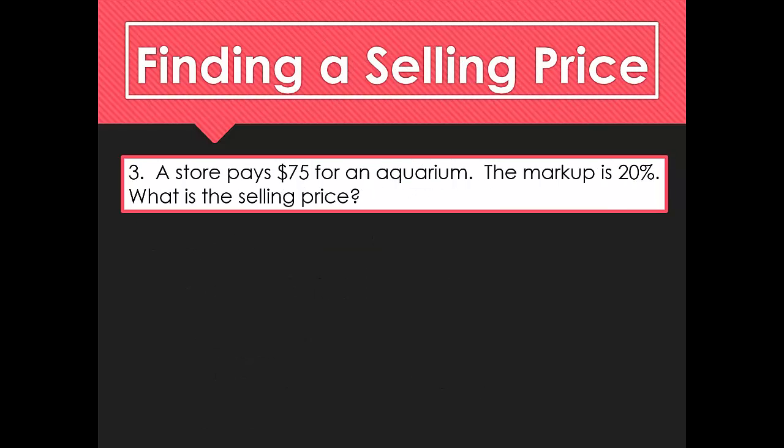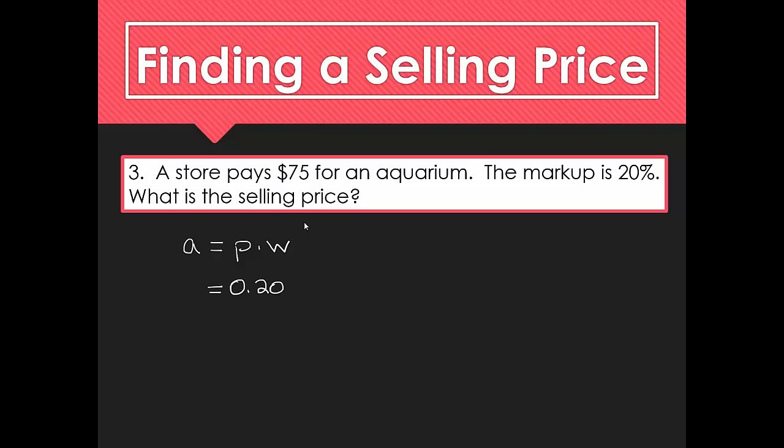Now we're going to look at finding a selling price. So for number 3, a store pays $75 for an aquarium. The markup is 20%. What is the selling price? So let's go ahead and look at our equation. So we have A equals P times W. In here, the markup is 20%. So that's going to be our percent. We're going to write the percent as a decimal, so 0.20.